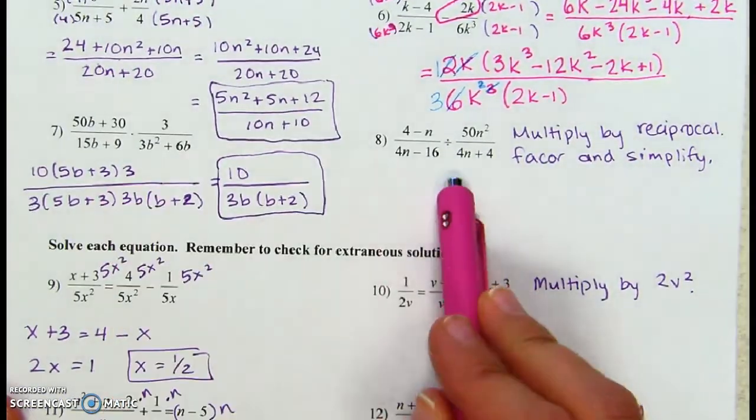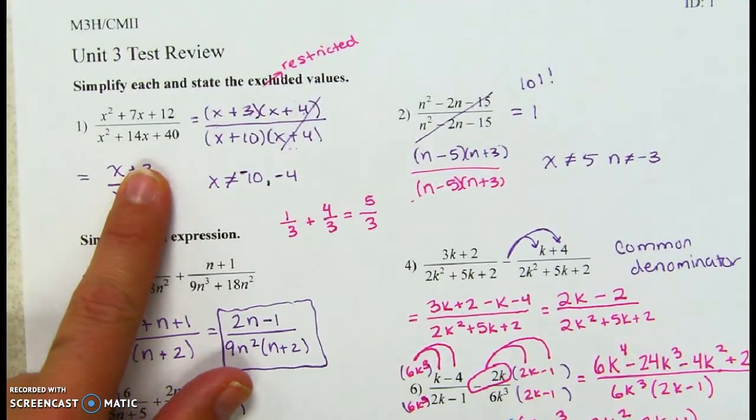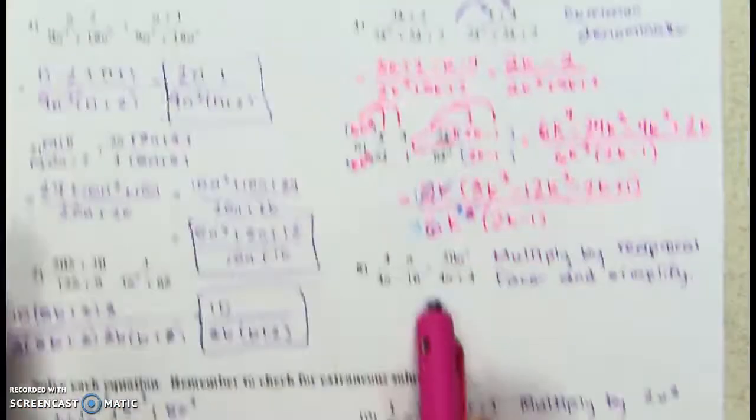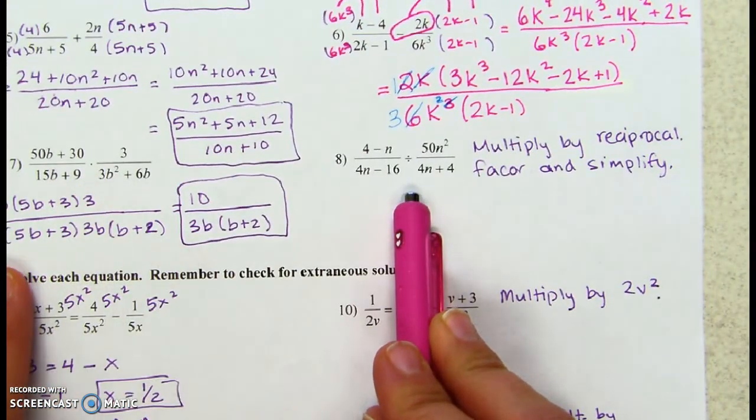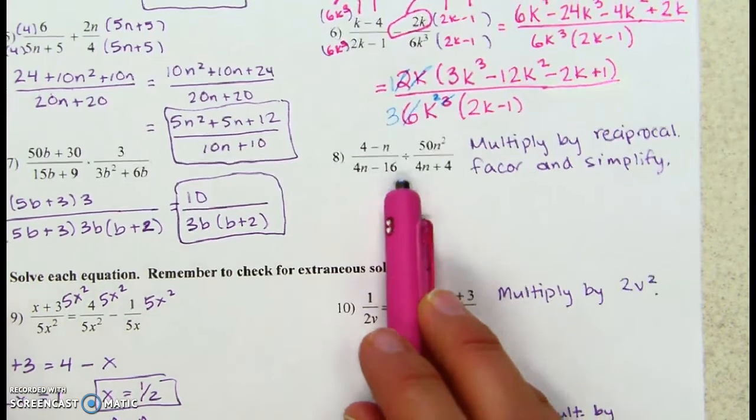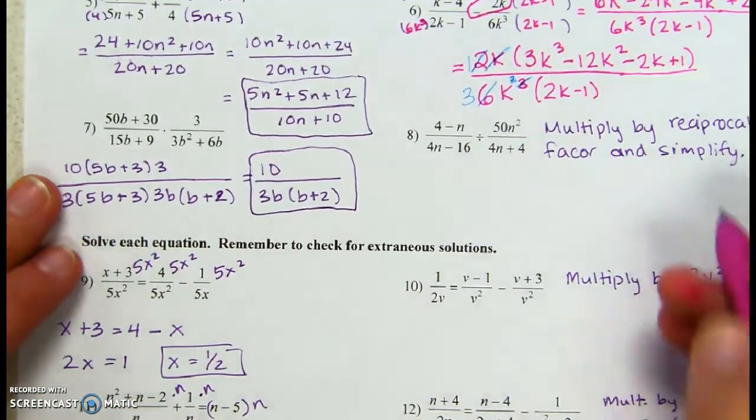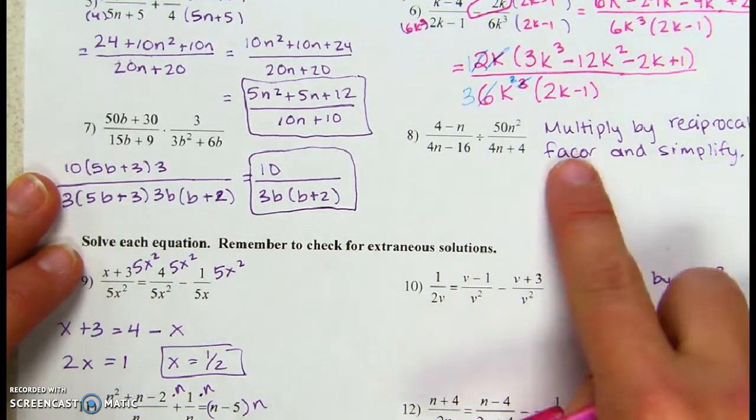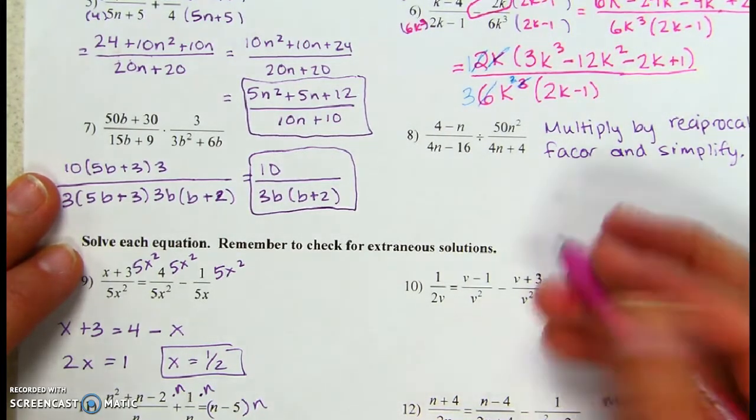Number 7 and 8 are just like number 1, where you have to factor and simplify. Number 7 has a dot for multiplication. You factor everything and cancel the like factors. But number 8 has division. So what does that mean? It says it right here. Multiply by reciprocal, factor, and simplify.